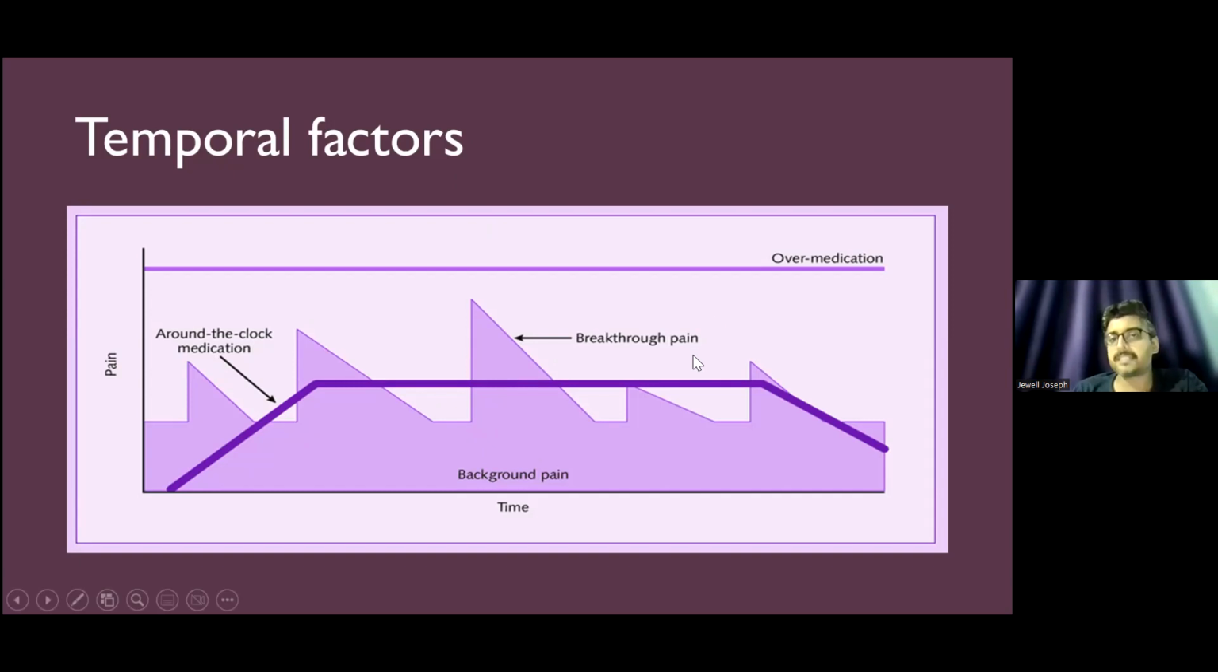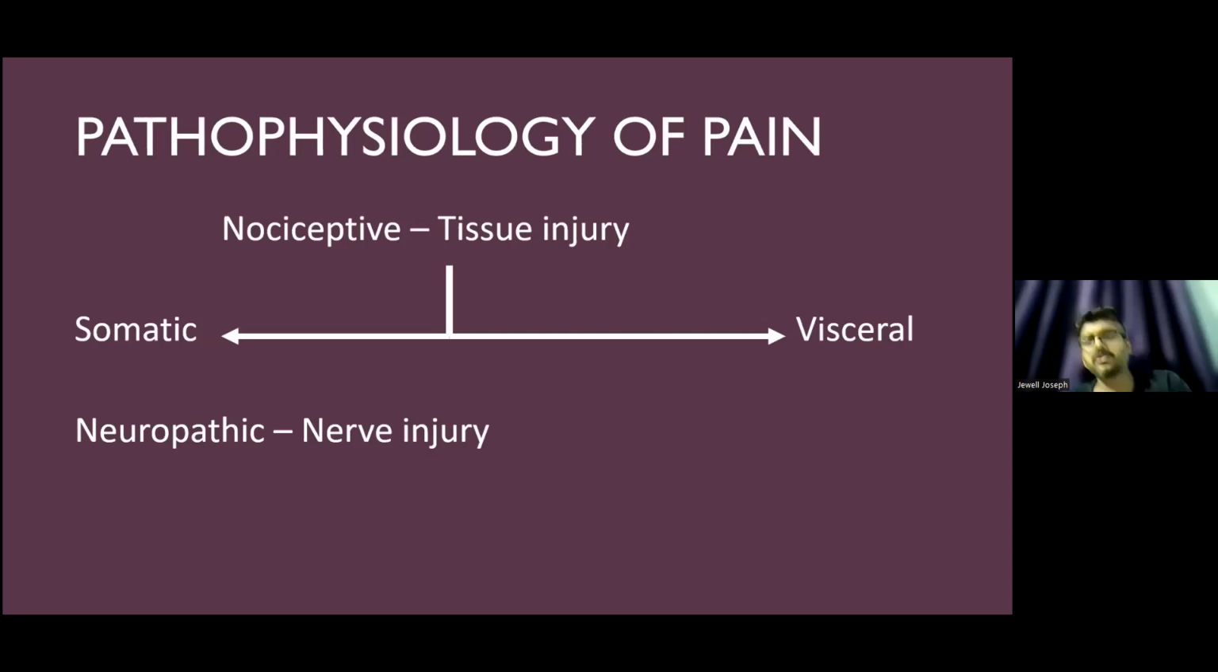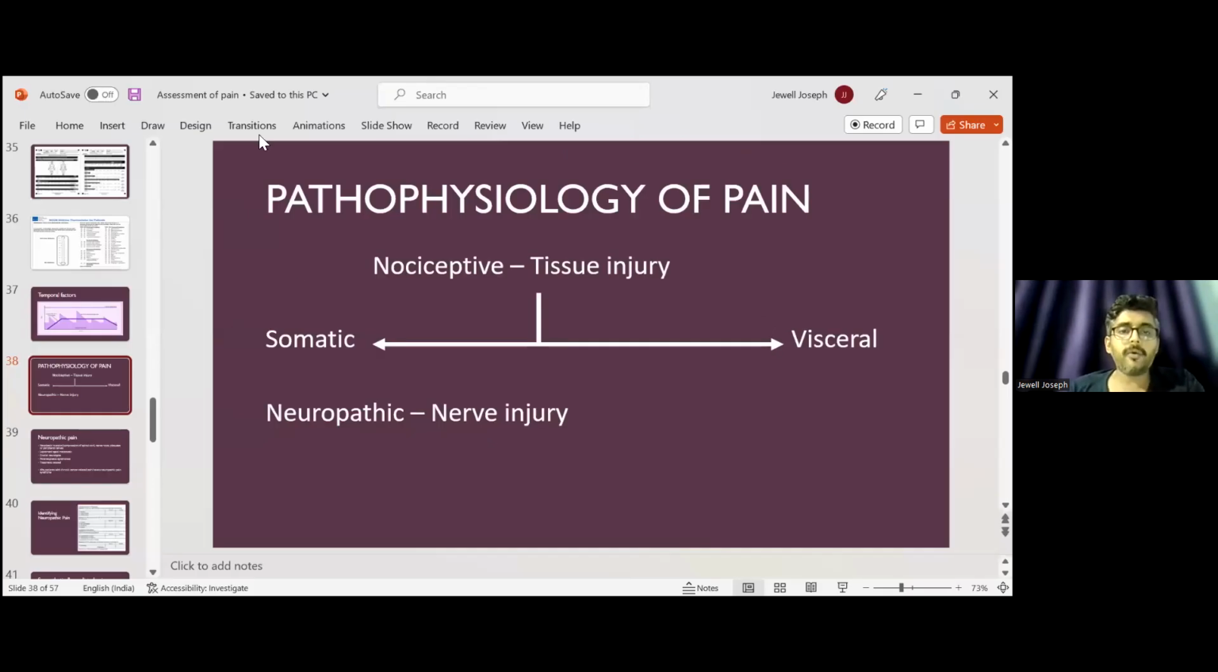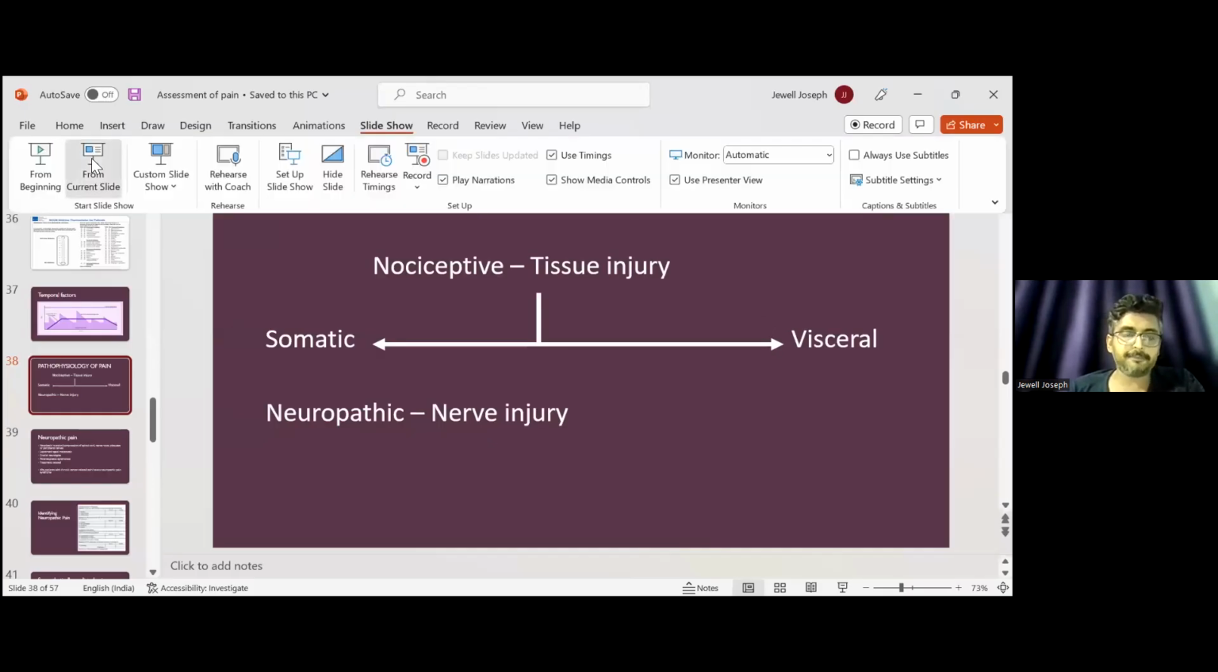So whenever we are prescribing medications, we should address this background pain and breakthrough pain. So while assessing, we have to ask about the background pain and breakthrough pain and all the temporal factors so that we will be able to treat them better. So this is about the temporal factors. So these are the overview of some tools that we usually have. So now we'll go to the pathophysiology of pain.